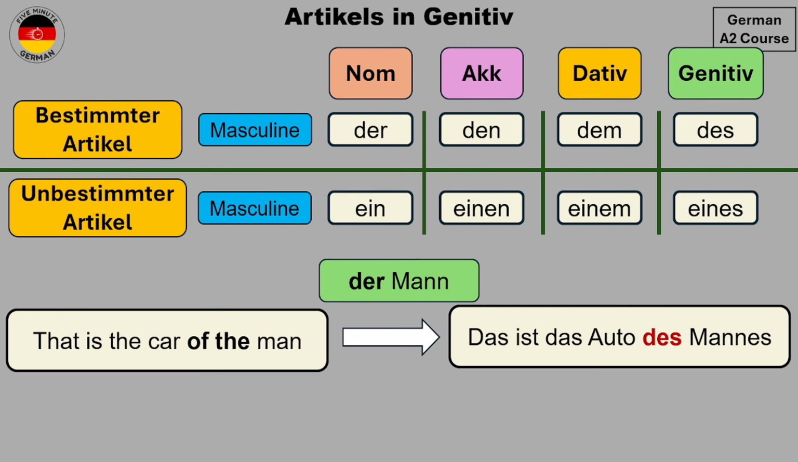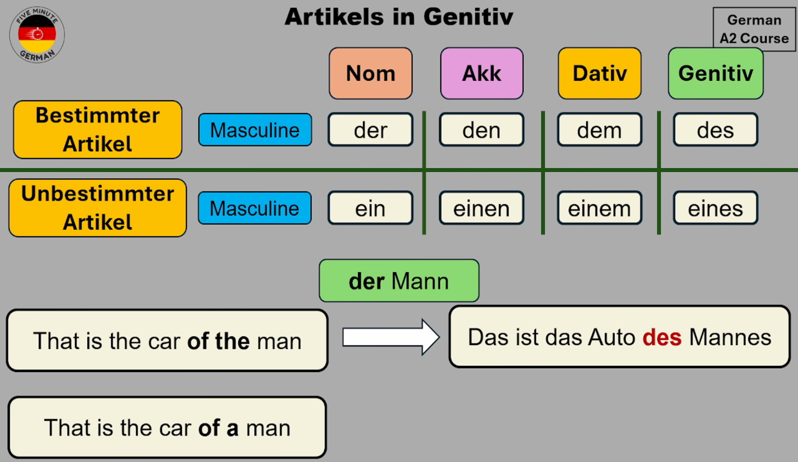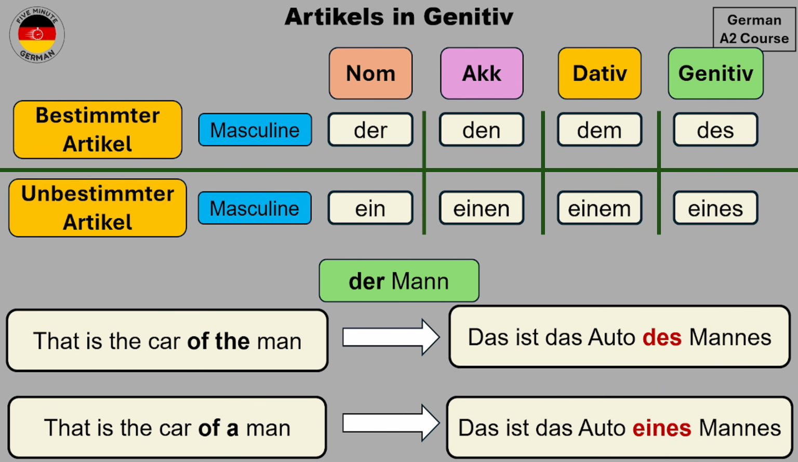Now the same sentence with an unbestimmte article in English is, that is the car of a man. So in German, we will write this as, das ist das Auto eines Mannes. That is the car of a man. So you see, we have used eines over here because this is the genitive unbestimmte article for masculine nouns.